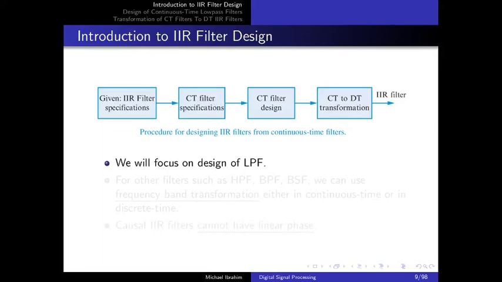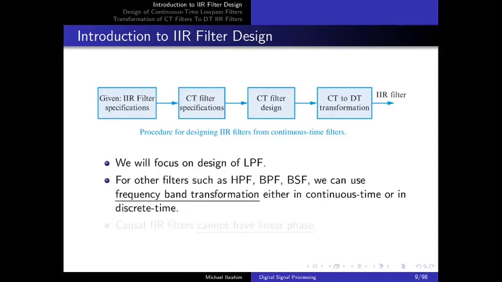Again, we will be focusing on low-pass filters because basically we have transformations that will transform a low-pass filter into other types of filters. So for other filters, such as a high-pass filter or band-pass filter or band-stop filter, we can use the so-called frequency band transformations, which basically transforms a low-pass filter into a high-pass filter or a band-pass filter or a band-stop filter. And these frequency band transformations can be performed on the continuous time filter or on the discrete time filter.